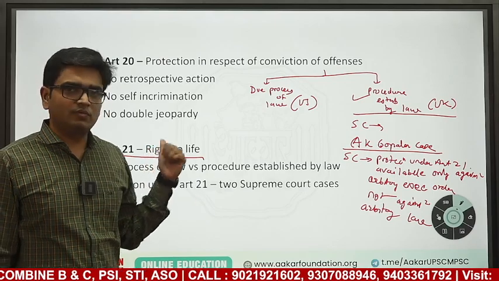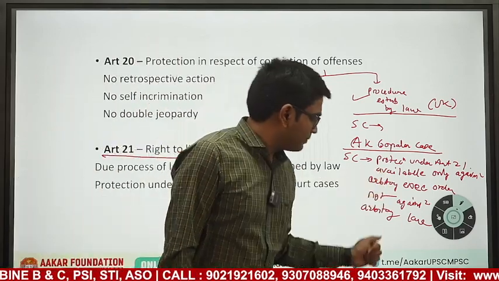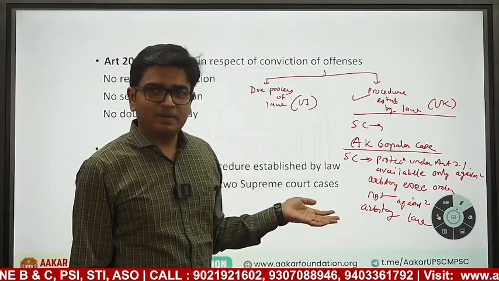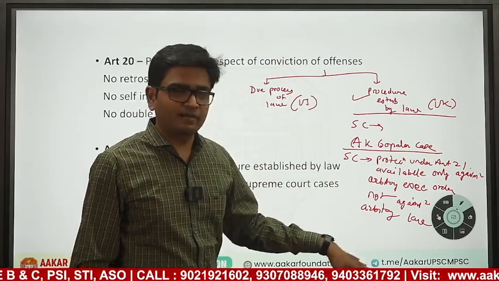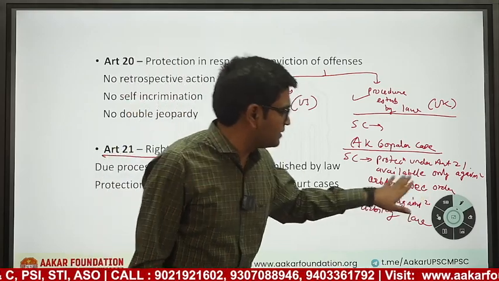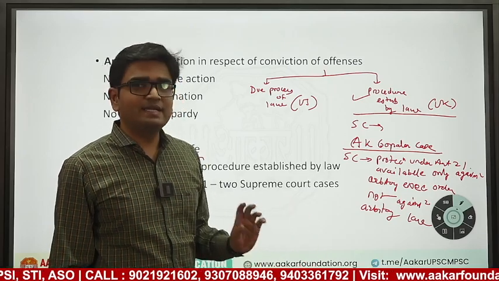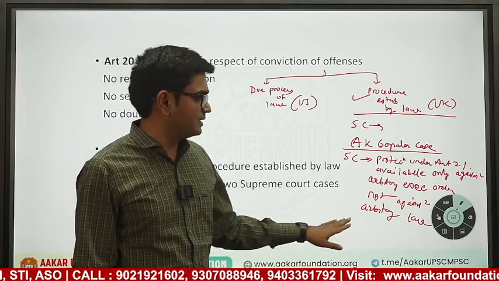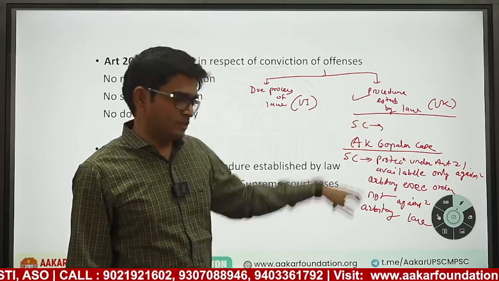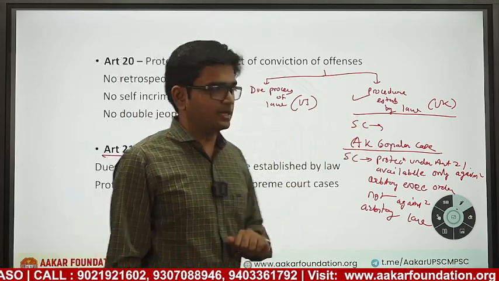But if a parliamentary law is passed and its procedure is correct, then you cannot claim against that law. So what it says is that Article 21 is available only against arbitrary executive action, not against arbitrary legislative action. Legislative action can be arbitrary, but if the procedure is followed, then everything is right. Your right is not violated. That's what the A.K. Gopalan case said.